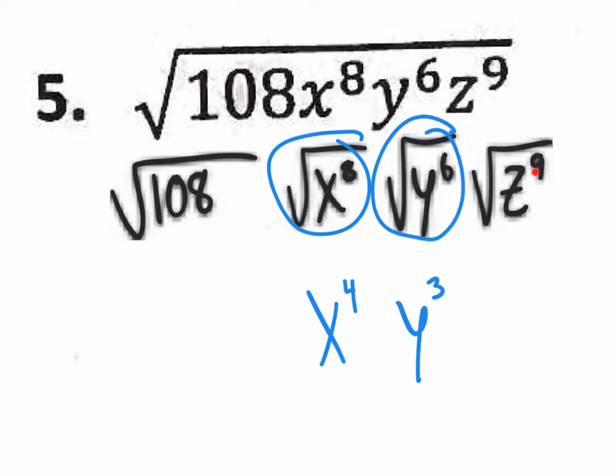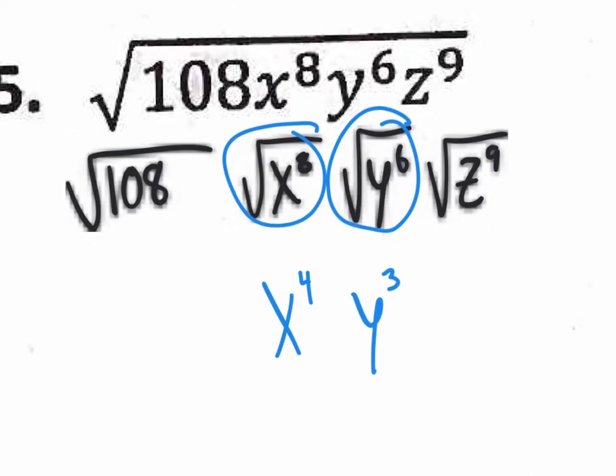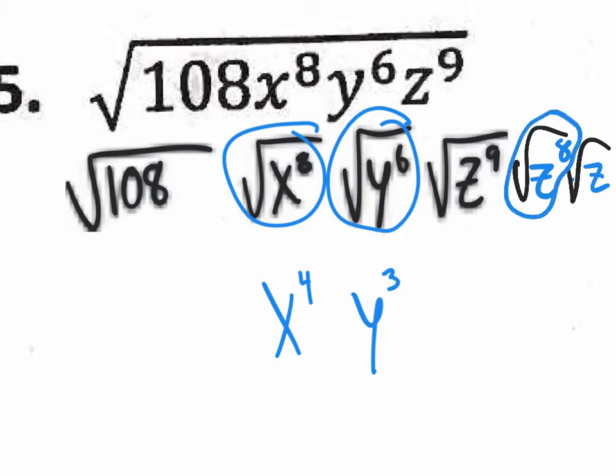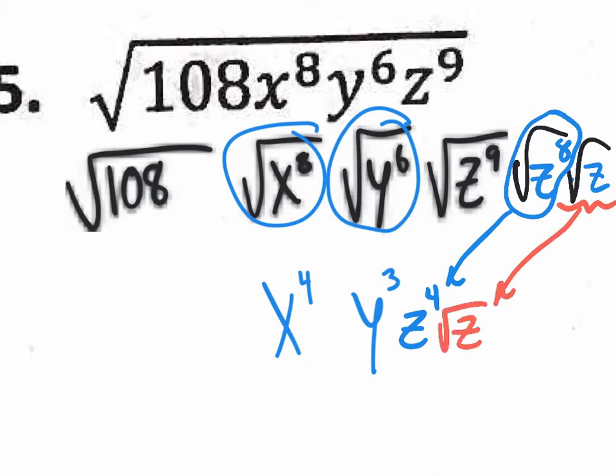Now over here, it doesn't work out that great, so it does require a little bit of work where I rewrite z to the 9th as something divisible by 2. I want to rewrite it as z to the 8th times z. And then I'll split the root. That way I could actually do the square root of z to the 8th. What's the square root of z to the 8th? Z to the 4th. Perfect. Okay, and then this square root of z, I can't do anything with it. I'm just going to bring it down, the square root of z.